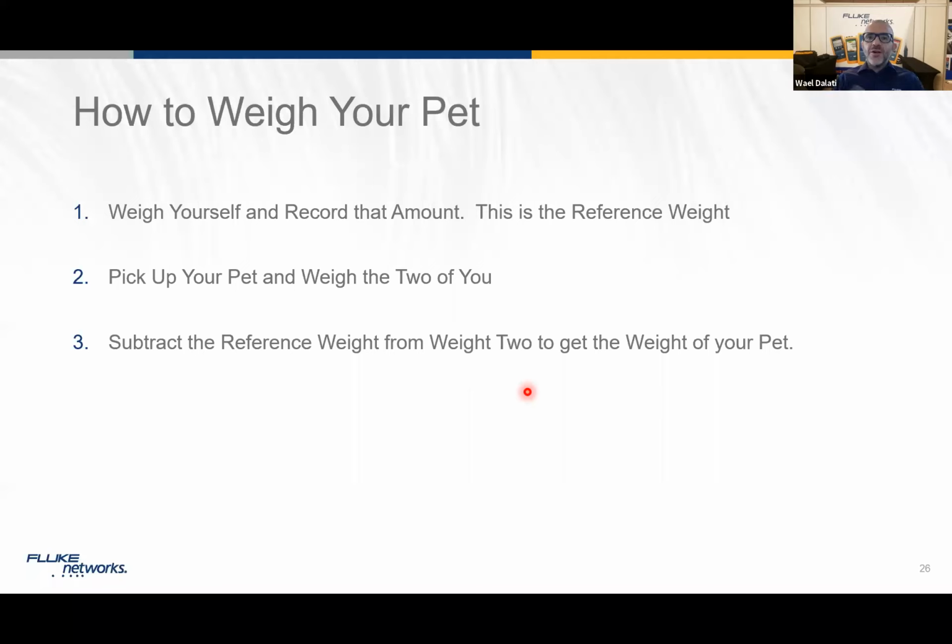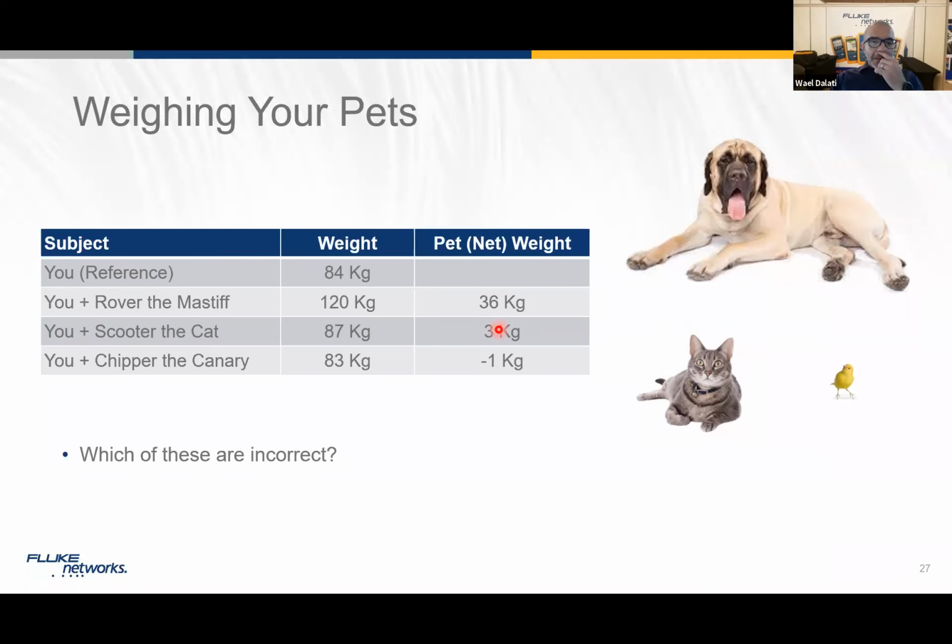So you stand on a scale by yourself, you reference yourself, then you know your weight. Then you carry the pet with you, and you look at the new measurement of the scale, and the actual weight of that pet would be the difference between your total weight with the pet minus your weight, so you get your lovely pet weight. So let's look at this table.